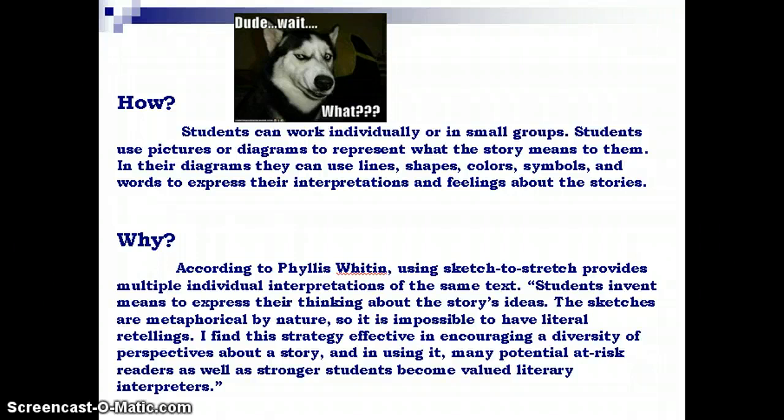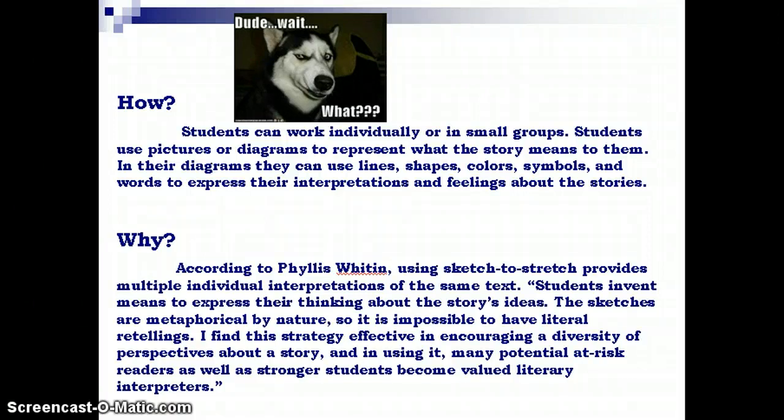Well, according to Phyllis Witten, using sketch to stretch strategies provides multiple individual interpretations of the same text. More importantly, she discusses that the sketch to stretch provides an on-paper interpretation. She goes on to say, students invent means to express their thinking about the story's ideas. The sketches are metaphorical by nature, so it is impossible to have literal retellings.